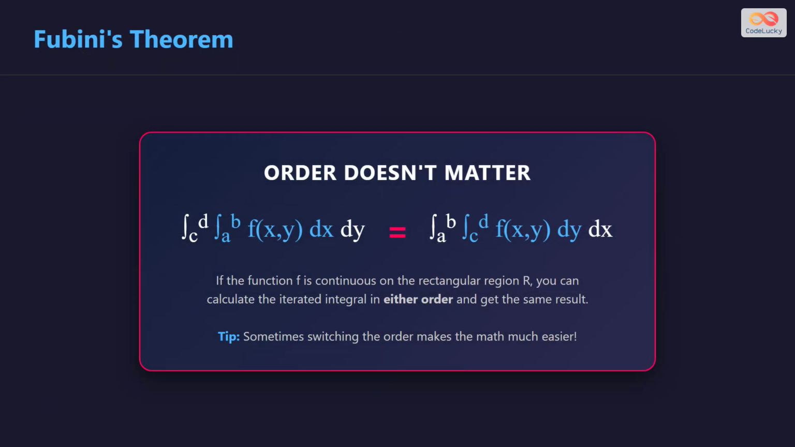A powerful rule called Fubini's theorem tells us that for continuous functions over rectangular regions, the order of integration does not matter. You can integrate with respect to x first or y first. You will get the same answer. Often, switching the order can make a difficult problem much simpler.